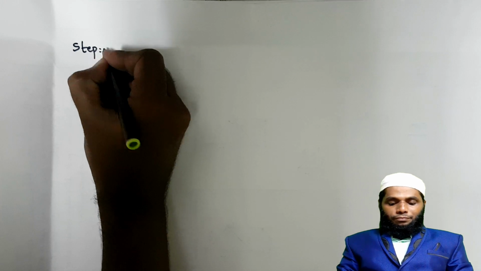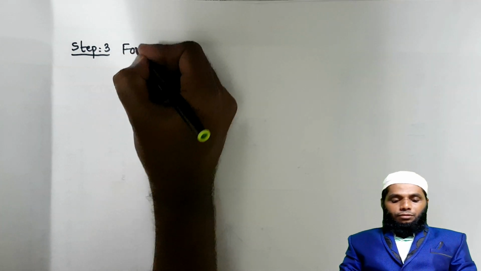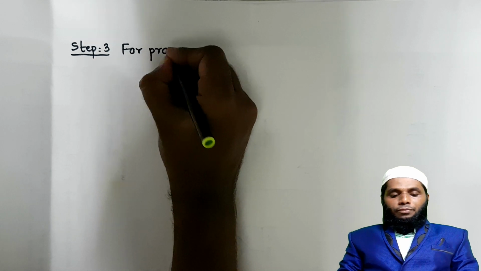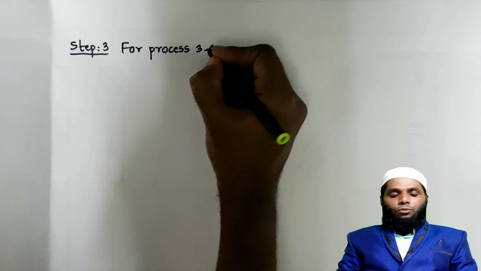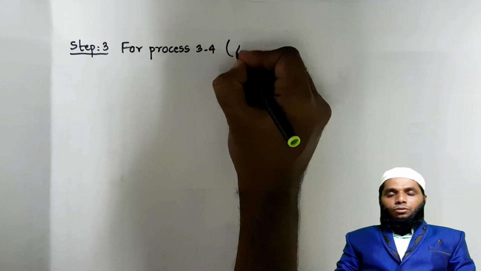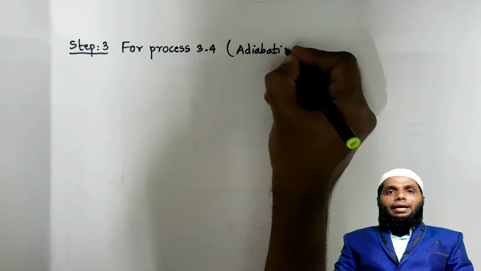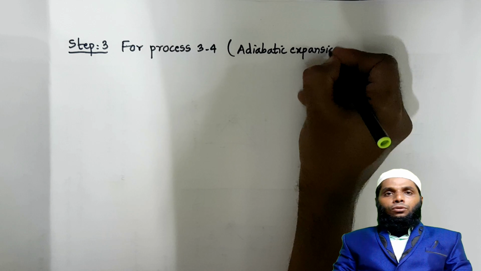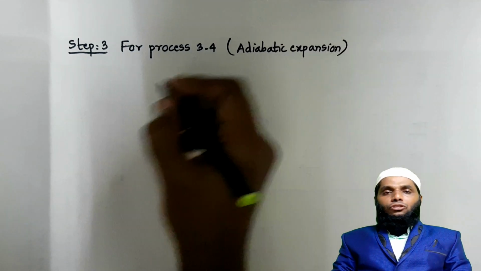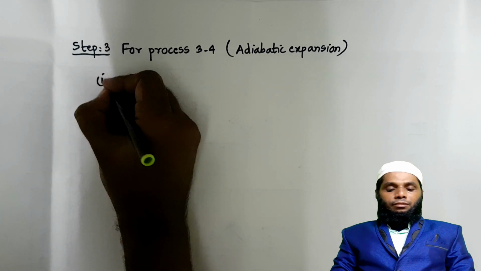Next step, step number 3. Step number 3 is for process 3 to 4. As we know, this is an adiabatic expansion process. So during this adiabatic expansion process, we know entropy remains constant.